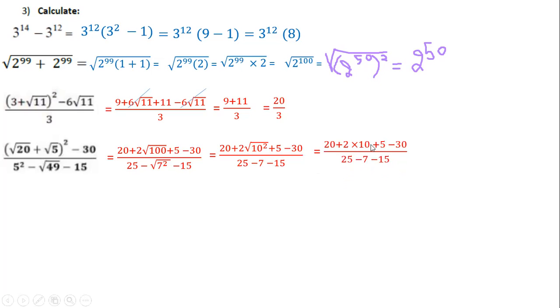Now 2 times 10 is 20. Now we should calculate 20 plus 20 is 40. Plus 5 is 45. Minus 30 is 15. So it's 15 over 3. What's the answer of 15 over 3? It's 5. So this is how we calculate using radicals, using remarkable identities, using perfect squares.